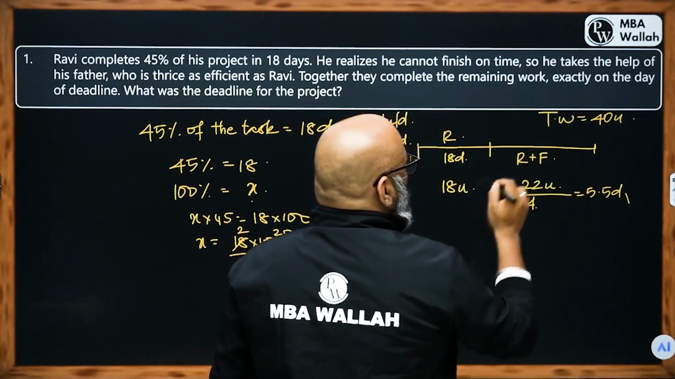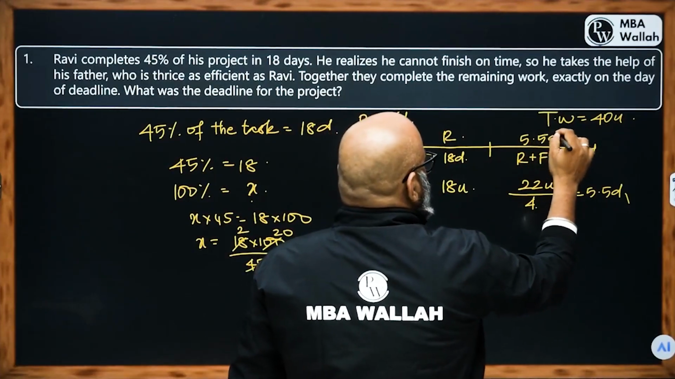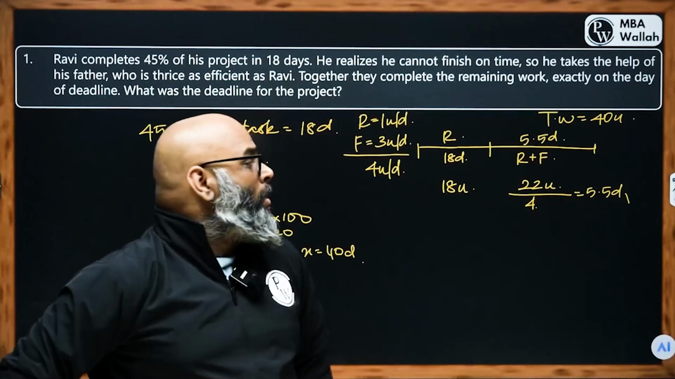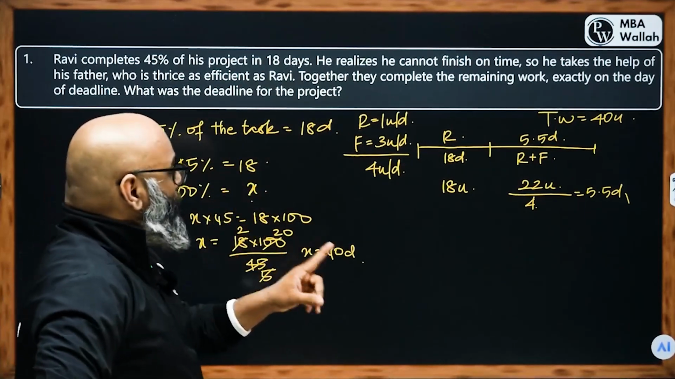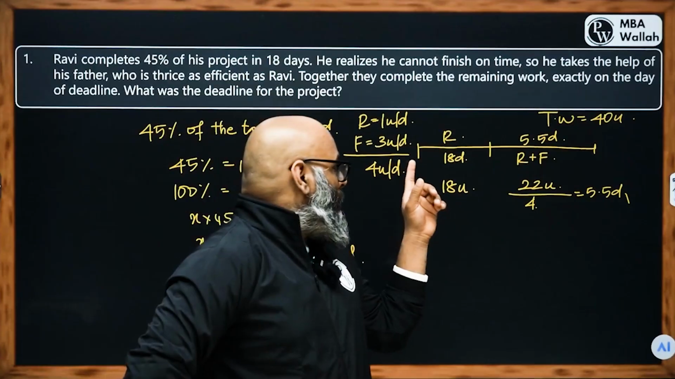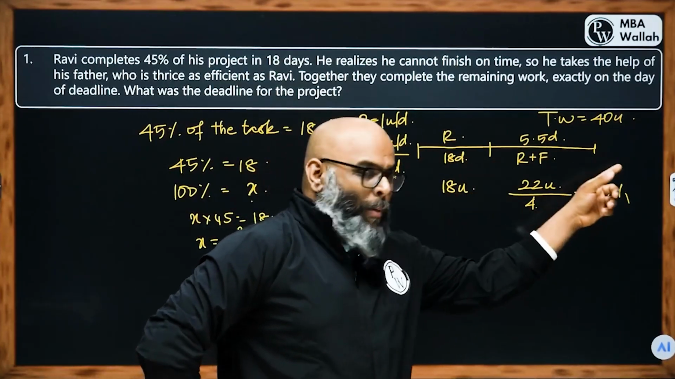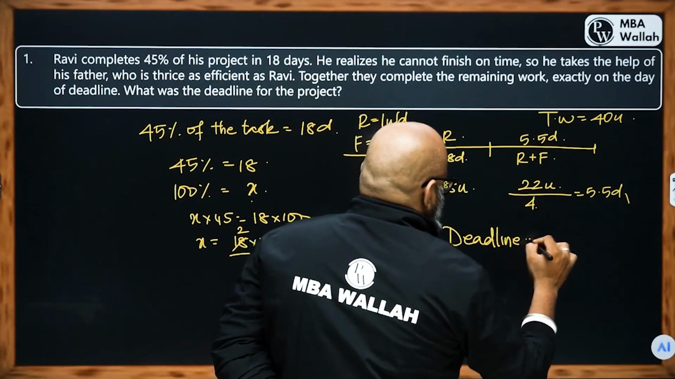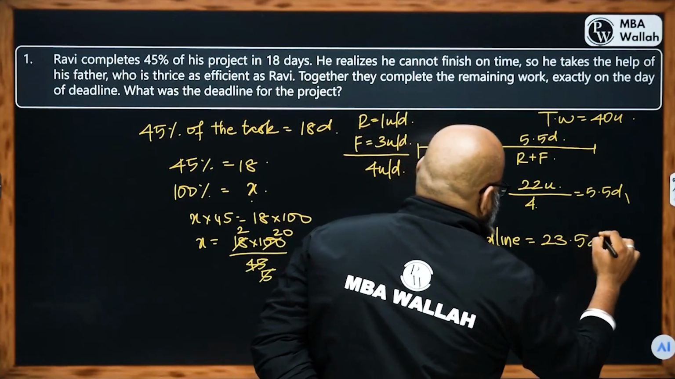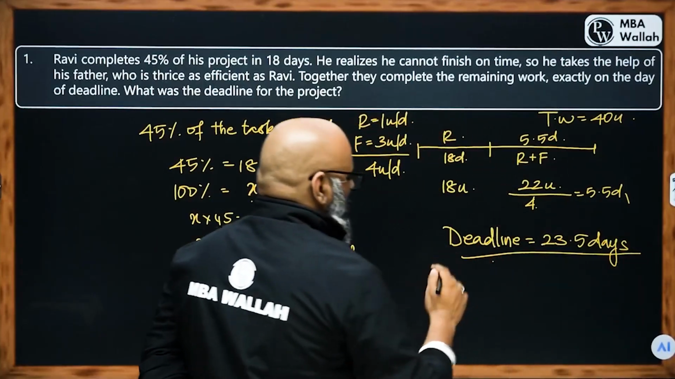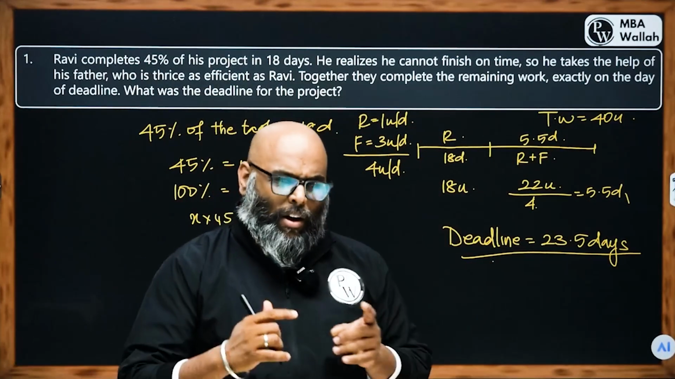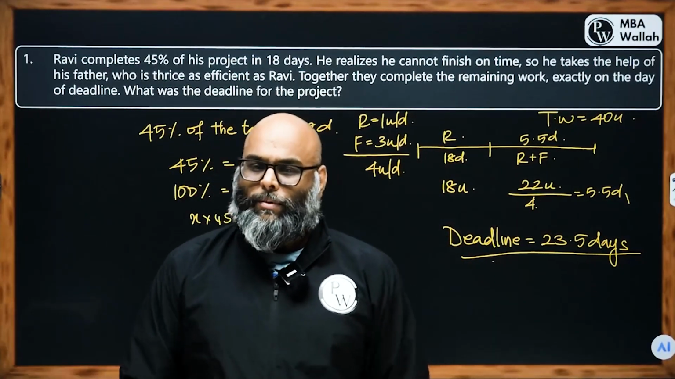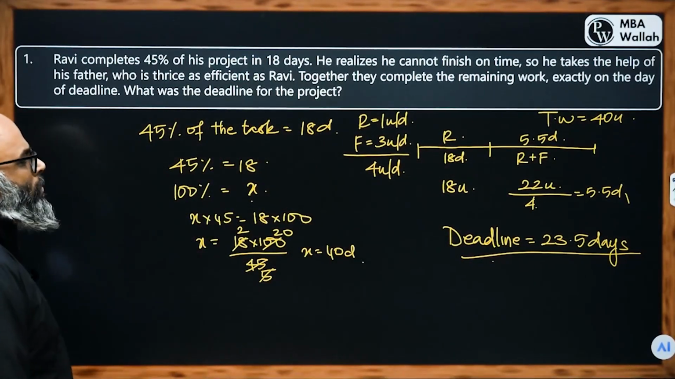So 18 days of Ravi alone, and then 5.5 days of Ravi along with his father. They finish it exactly on the deadline. What was the question? What was the deadline for the project? The deadline for the project would be 18 days plus 5.5 days, so the deadline will be 23.5 days. And that's our answer. Simple question. You look for the efficiency, you plot a value, and then you crack through it. We are done. Right? We'll hop on to the next question now.